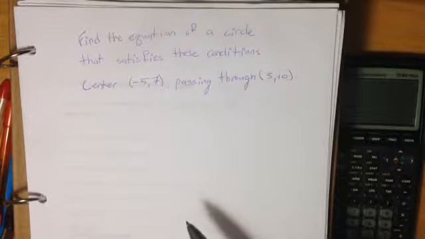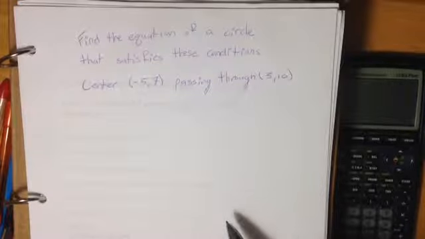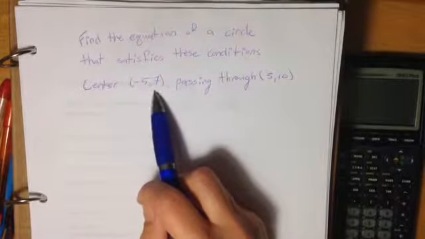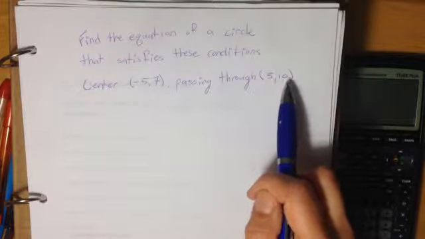In this video, we're going to try to find the equation of a circle that satisfies these two conditions. The center is at -5, 7, and it's passing through the point 3, 10.